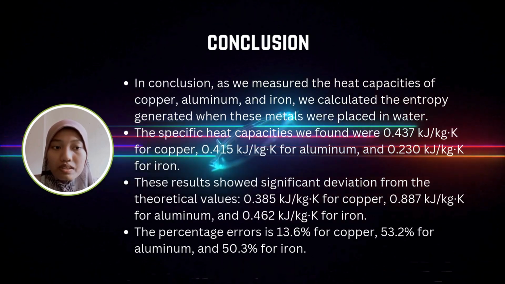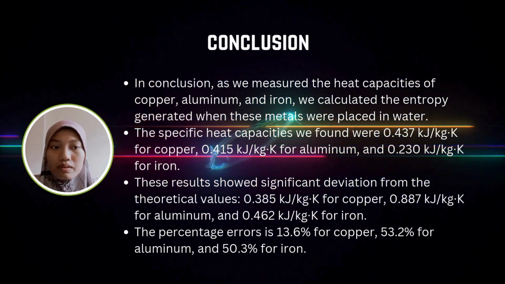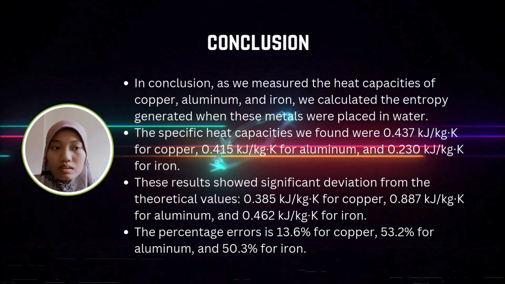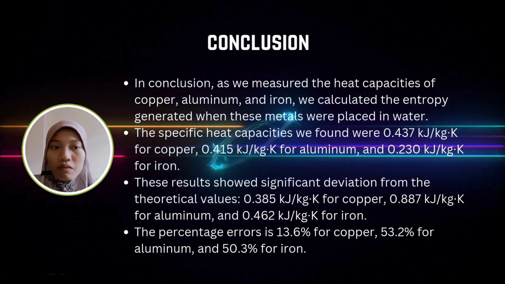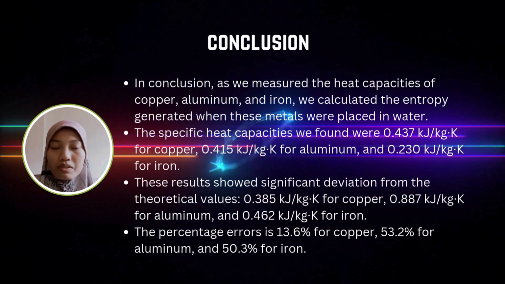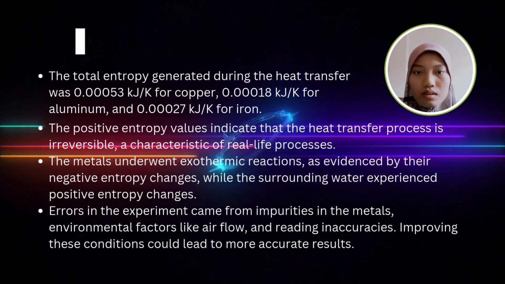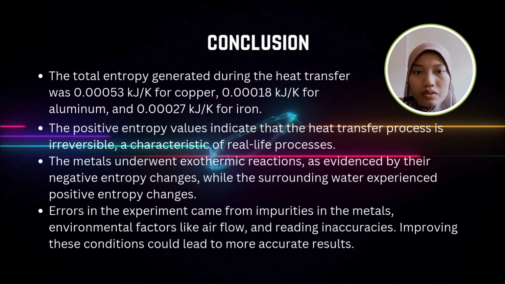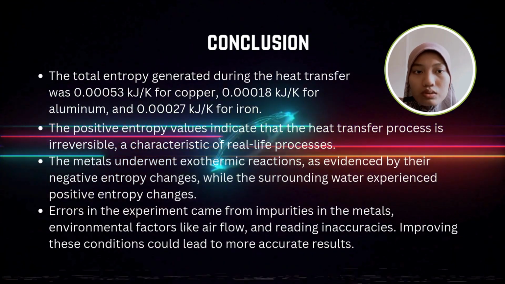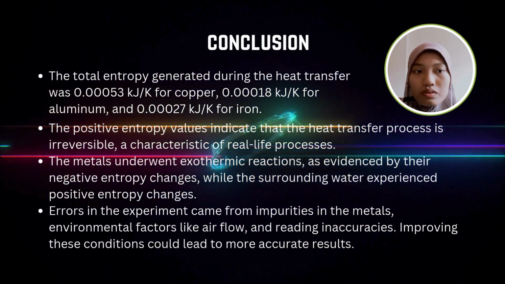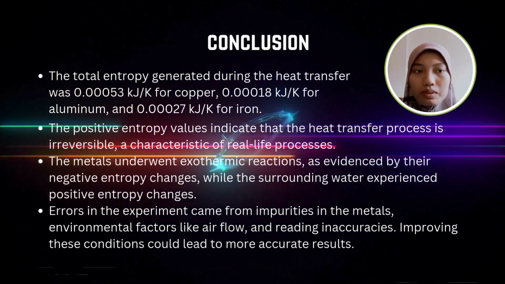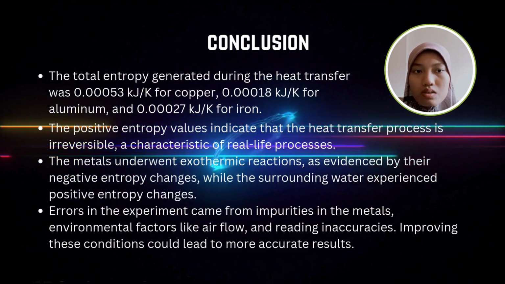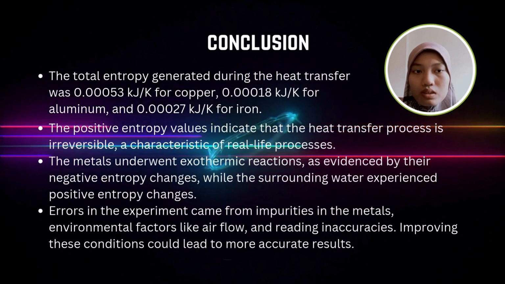The percentage errors are 13.6% for copper, 53.2% for aluminum, and 50.3% for iron respectively. The total entropy generated during the heat transfer was 0.0053 kJ per Kelvin for copper, 0.0018 kJ per Kelvin for aluminum, and 0.0027 kJ per Kelvin for iron.